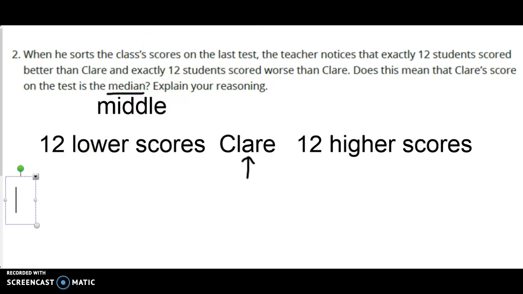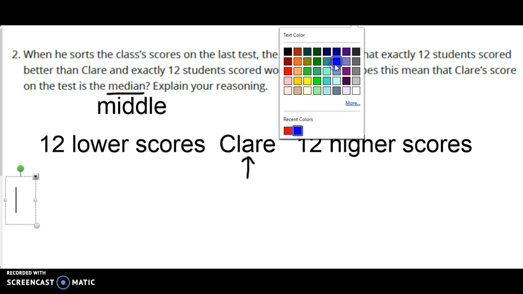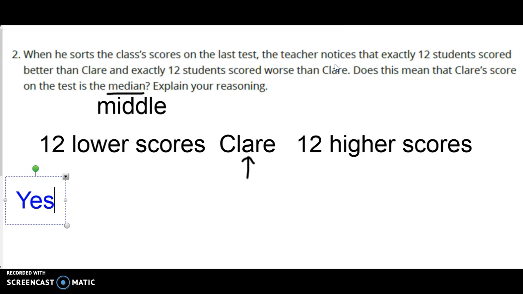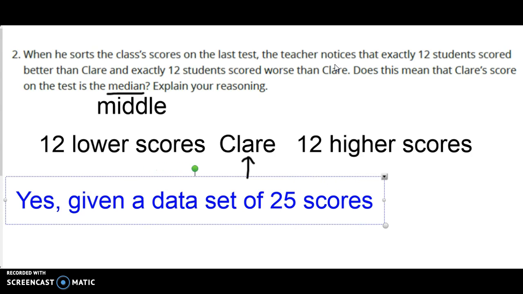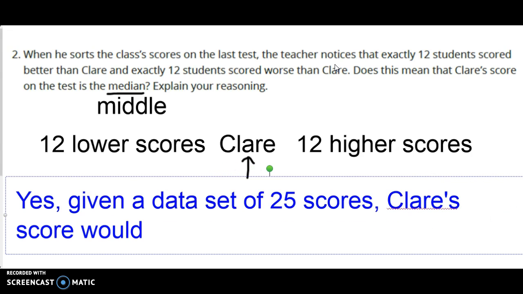Yes. So down here, we simply want to explain that reasoning. So we're going to say yes. Given a data set of 25 scores, Claire's score would be the median.